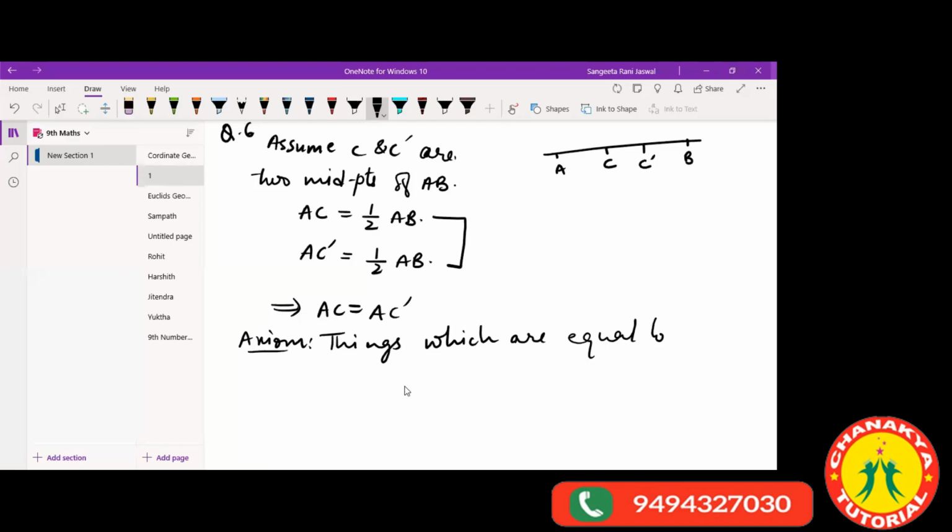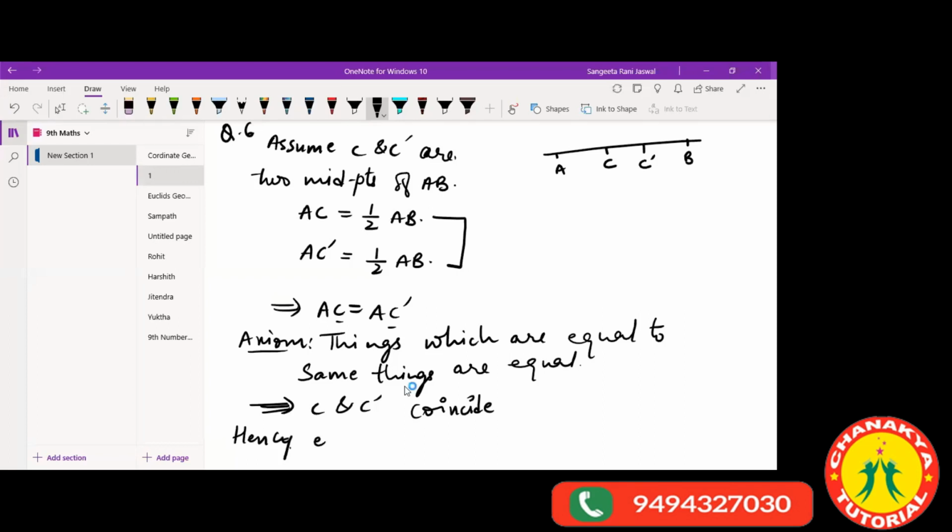Things which are equal to the same things are equal. So this axiom follows here. And with this, we can say that C and C dash coincide. That means C and C dash are not different points. They are just one only. Yes, we can say that C and C dash coincide. Hence, we can say that every line has only one midpoint.